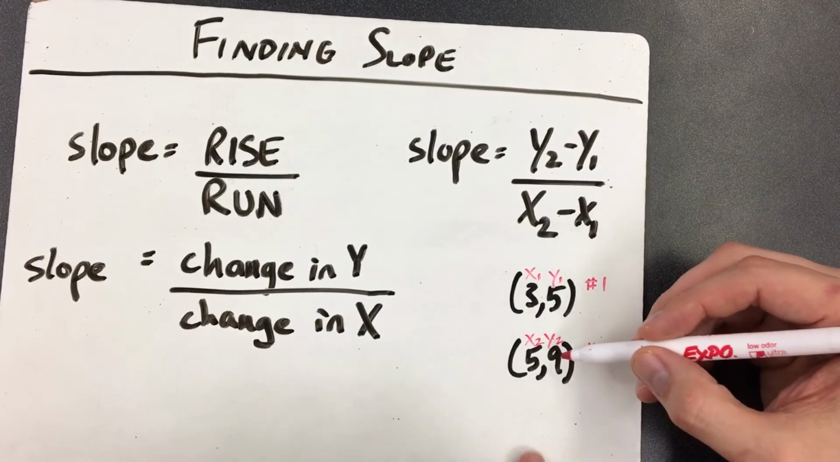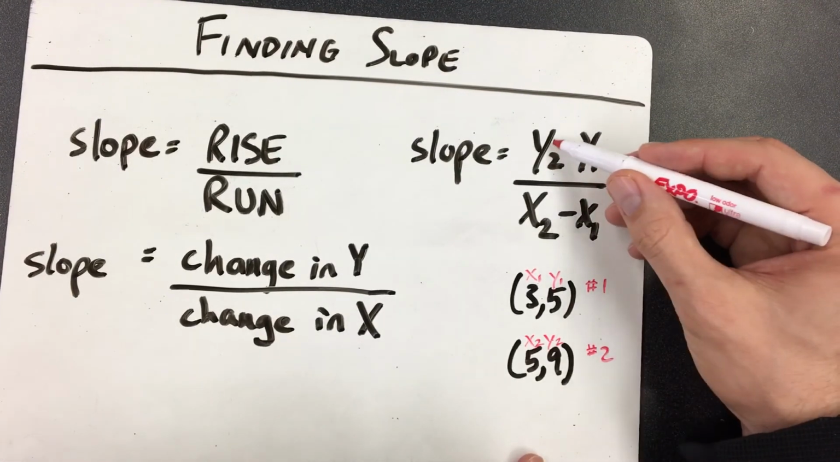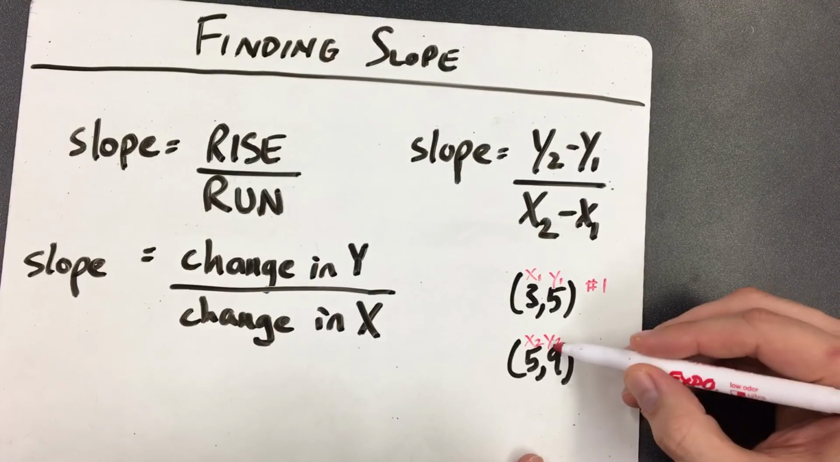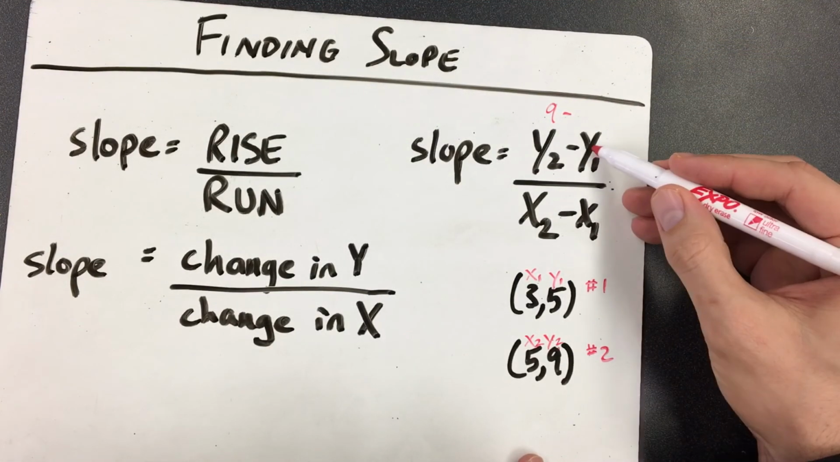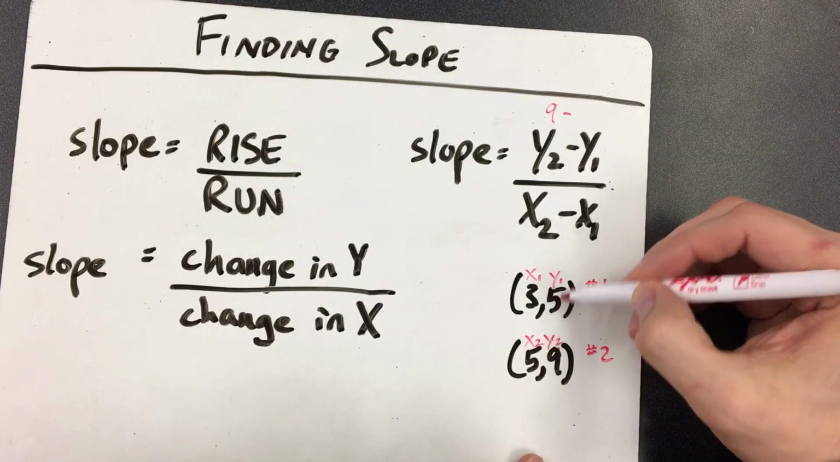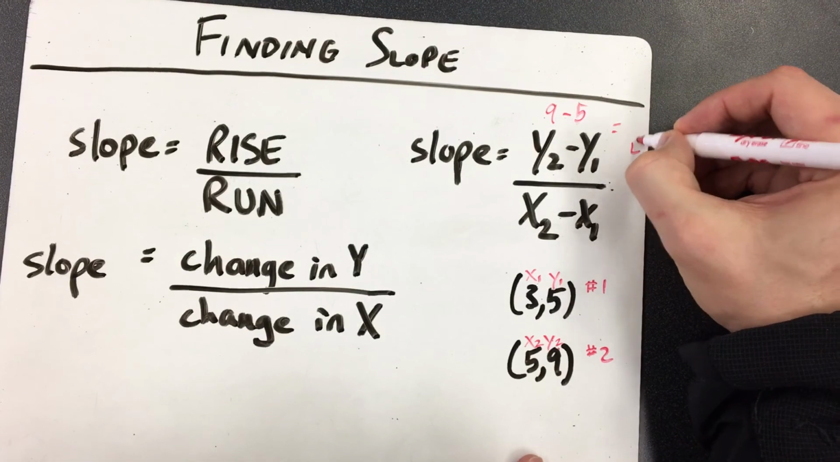In my example, I would be doing y2 minus y1. y2 is the y coordinate from point number 2. That's 9. Minus the y coordinate from point number 1. So point number 1, my y coordinate right here is 5. So I'd have 9 minus 5, which obviously equals 4 on top of my fraction.